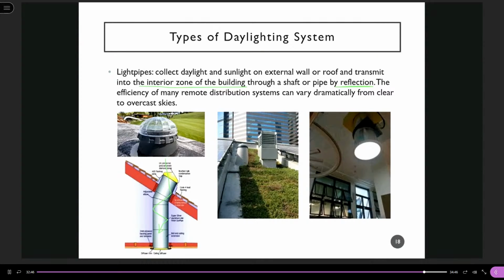The efficiency of many remote distribution systems can vary dramatically from clear to overcast sky. Of course the light pipe will be most efficient when it can capture the sunlight, right? Because sunlight has a very strong intensity, it will be more efficient to transmit sunlight compared to daylight.